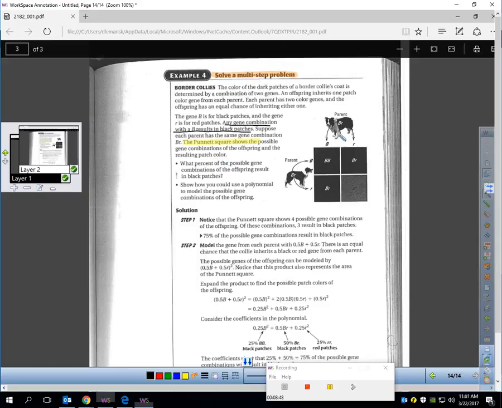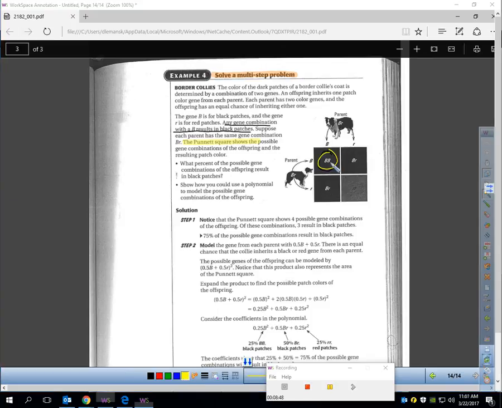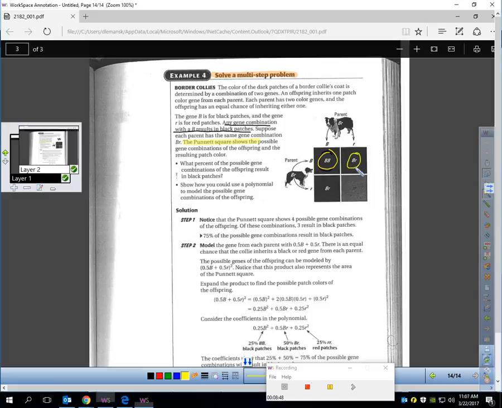patch colors. So if I look, if the first parent has both genes in the second, one combination, maybe I should use a different color here, one combination is going to be a definite black patched collie dog. Okay, we got both the black patch genes. This combination is going to cause the collie to have black patches because the black patch is the dominant gene. So is this combination, B and small r. But there's one combination here that's going to give the dog red patches. It's the double r. Okay, we don't have the dominant gene.